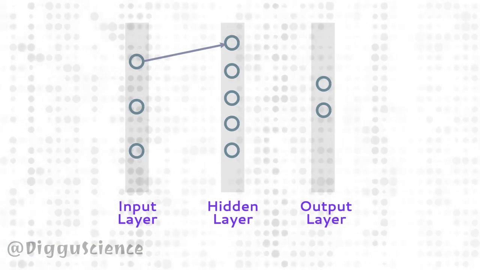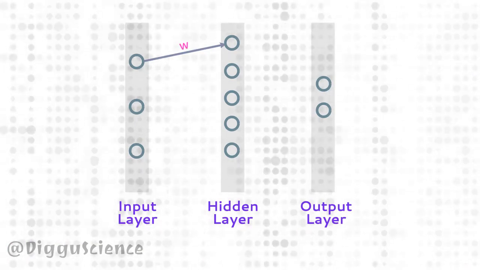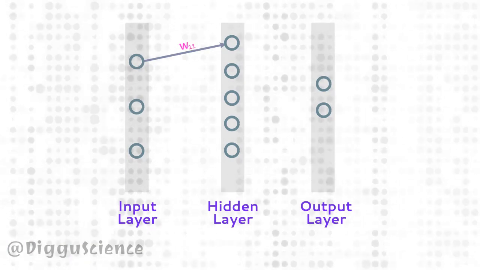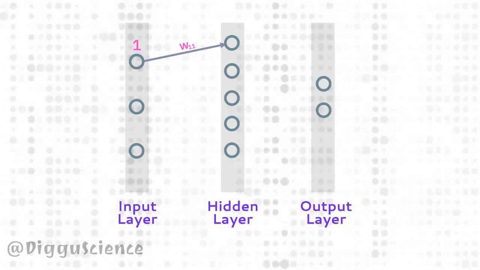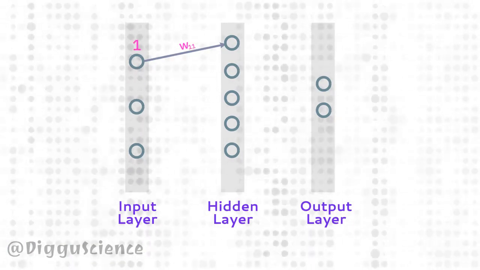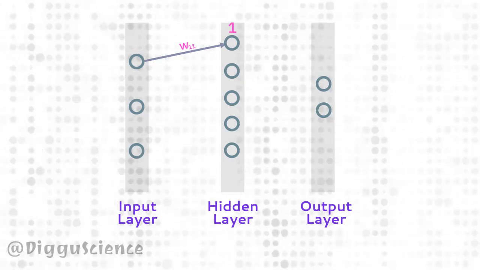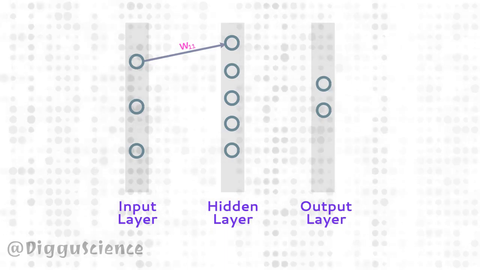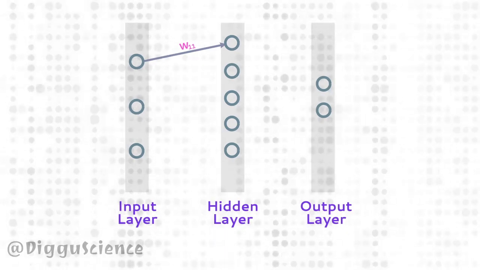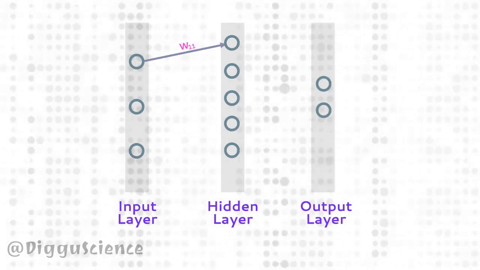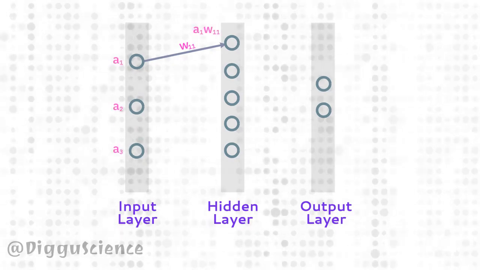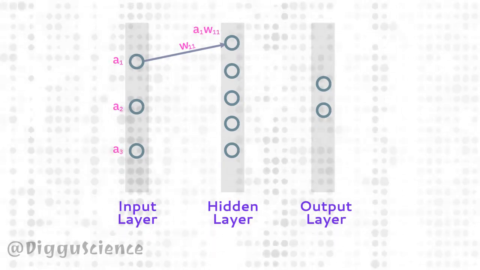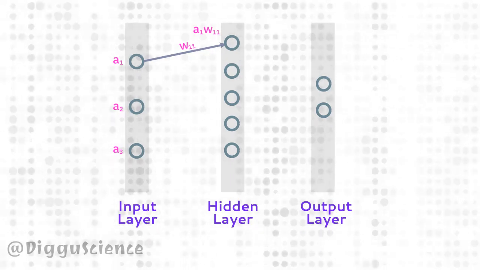Weight is often symbolized as W. For identification, W can be written as W11. The first subscript is the node number on the input layer. The second subscript is the node number on the output layer. After getting the weights, the input value from node 1 becomes a1W11, or the multiplication between the input value and the weight.